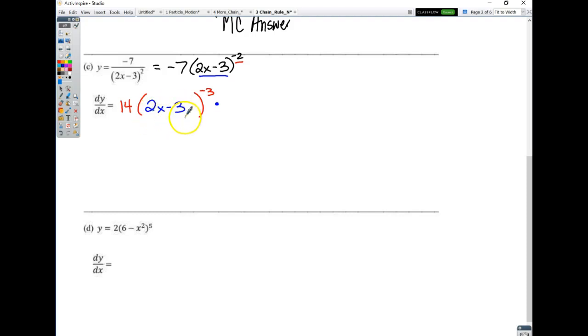Continuing where I'm at, this is 2x, so I'm going to multiply that by 2. That's my derivative of 2x minus 3. And then we simplify to get 2 times 14 is 28. And then 2x minus 3 to the negative 3rd would go into the denominator: 2x minus 3 to the 3rd power. There's your final answer.